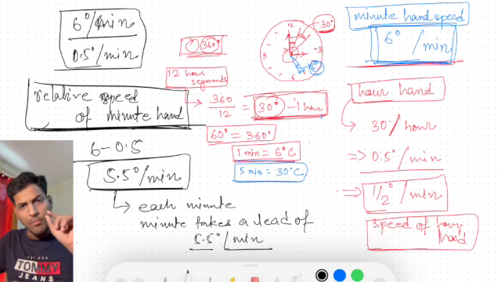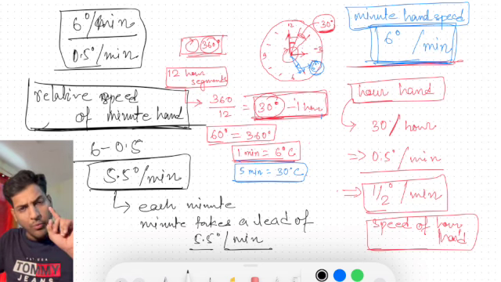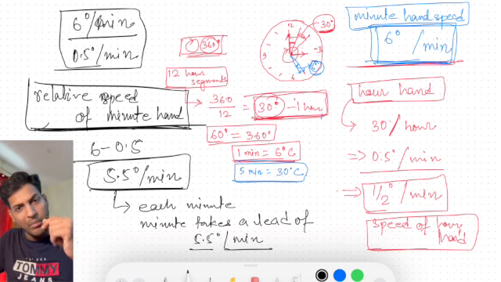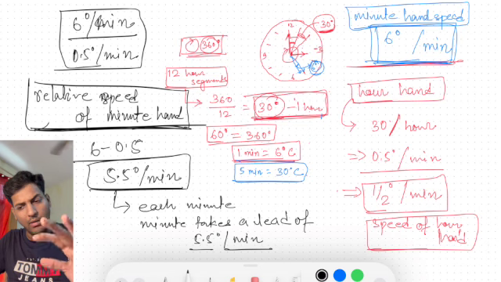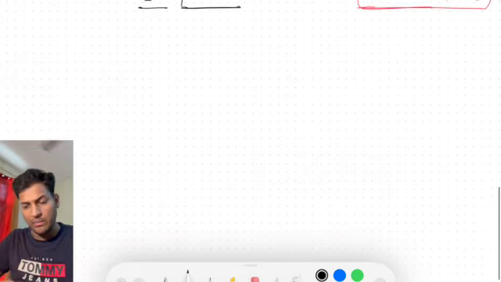First, minute hand will move 6 degrees per minute, hour hand will move 0.5 degrees per minute, and minute hand will move 5.5 degrees more than the hour hand. This is the meaning of this 5.5. I hope you have understood this. Now I will proceed to how we can solve the question.